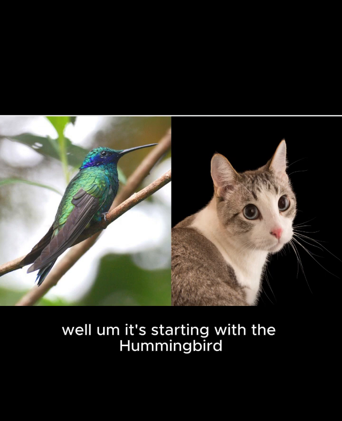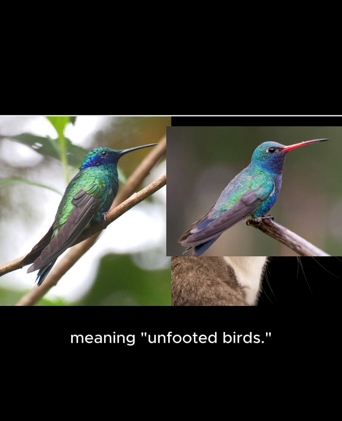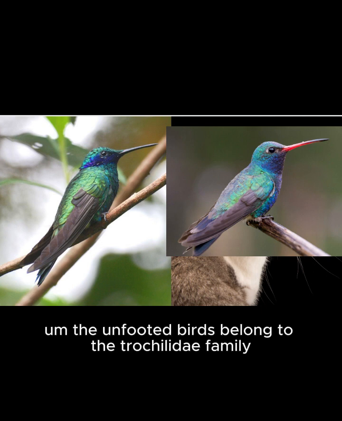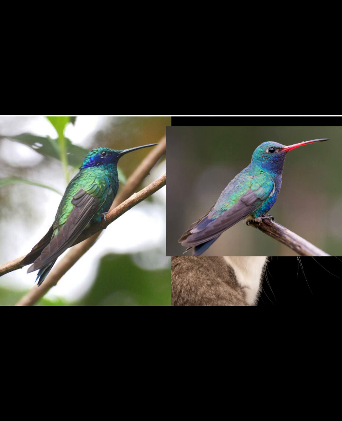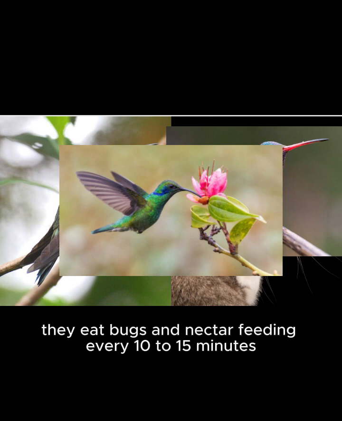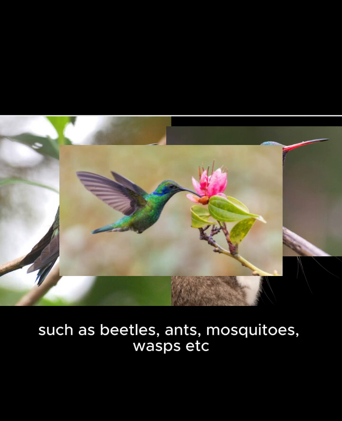Well, starting with the hummingbirds. They belong to the order Apodiformes, meaning footless birds. There are 3 families in this order: Trochilidae, Hemiprocnidae, and Apodidae. The hummingbirds belong to the Trochilidae family. About what they eat: bugs and nectar, feeding every 10 to 15 minutes. In addition to nectar from flowers and feeders, these birds eat small insects such as beetles, ants, mosquitoes, wasps, etc.